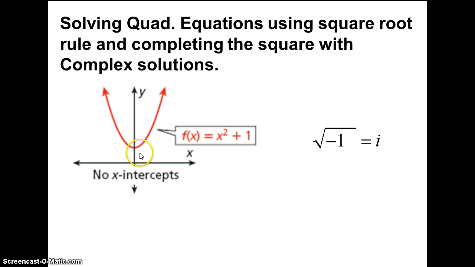So what that means is we are going to have complex solutions. We do not have the x-intercepts. In other words, we are going to use imaginary numbers. That's where complex solution comes in.